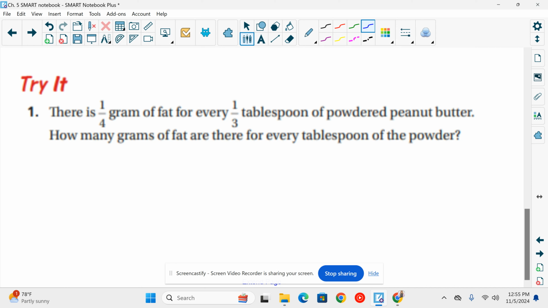Okay? So what order did you do yours in? What order of ratio did you make? 1/4, 1/4, 1/3. You did, thank you. You did fat first, and then powdered, ooh, that's a B, not a P. You did powdered peanut butter. Anybody ever had powdered peanut butter before? Sounds good. Yes. Alright, so I have 1/4 fat to 1/3 of a powdered peanut butter.